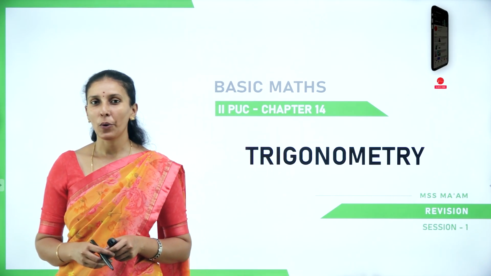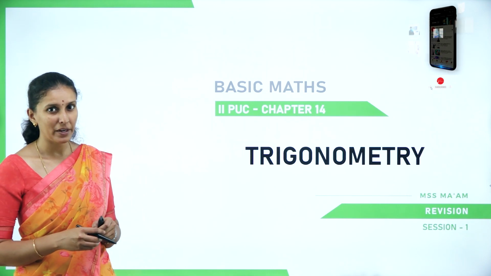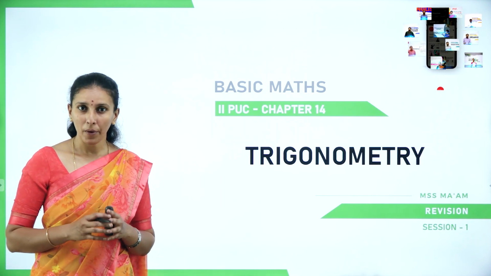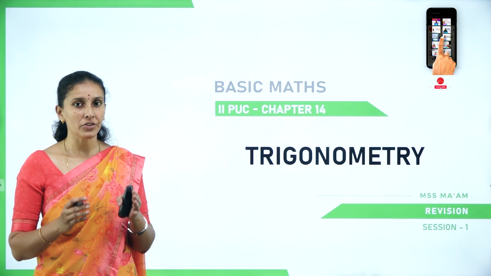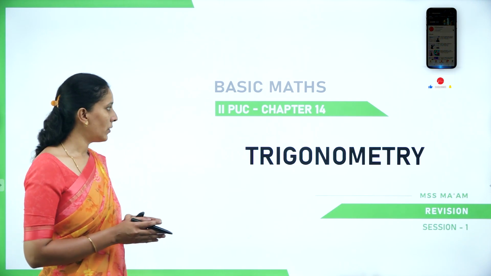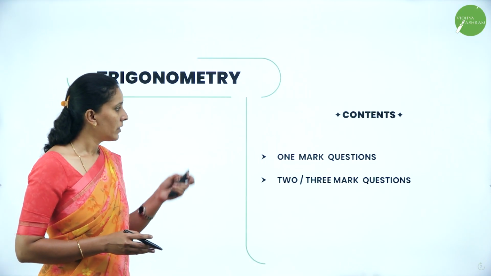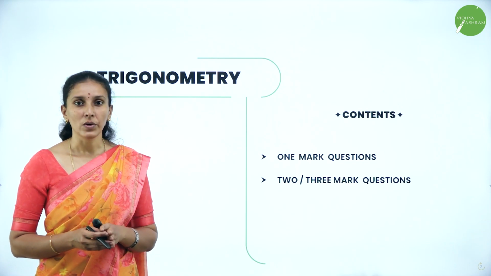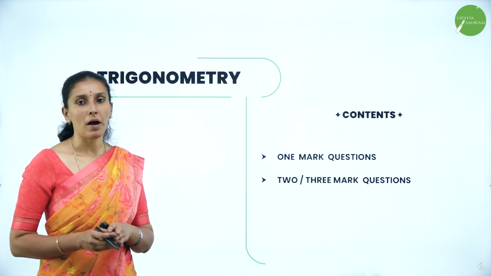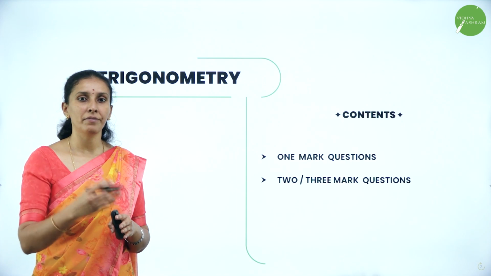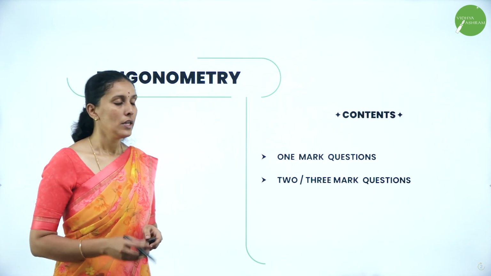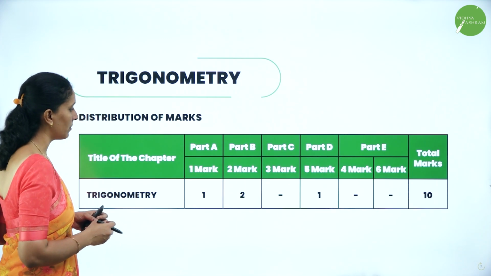So in this session we are going to revise the chapter Trigonometry, basically your compound angles, submultiple angles and transformation formula. In this session we are going to discuss only 1 mark, 2 and 3 mark questions. We will take up 5 marks questions in the next session. So let's see the distribution of marks from this chapter.